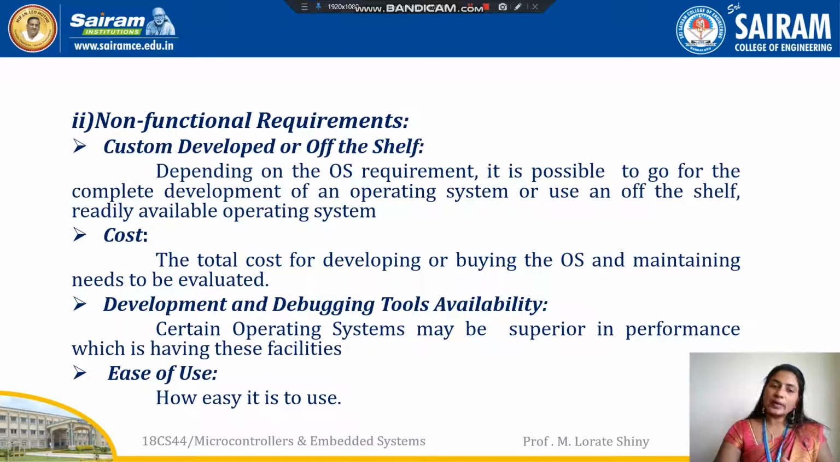Next, development and debugging tools availability. Checking the availability of development and debugging tools on the operating system is an important factor that needs to be analyzed before choosing the real-time operating system. The operating system which has all these facilities is superior in performance. Next is ease of use. How easy it is to use is another important factor which needs to be considered while searching for the real-time operating system. So these are the factors to be considered while choosing the real-time operating system.